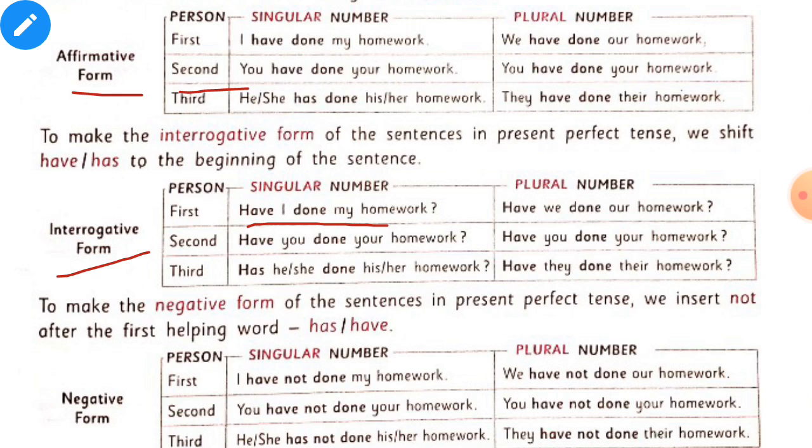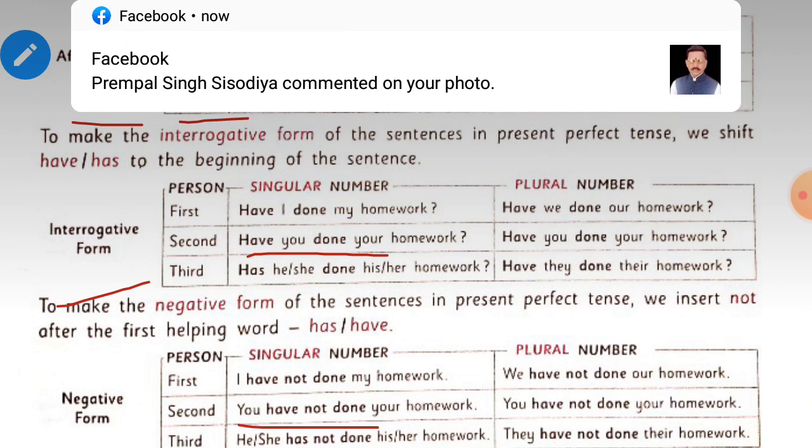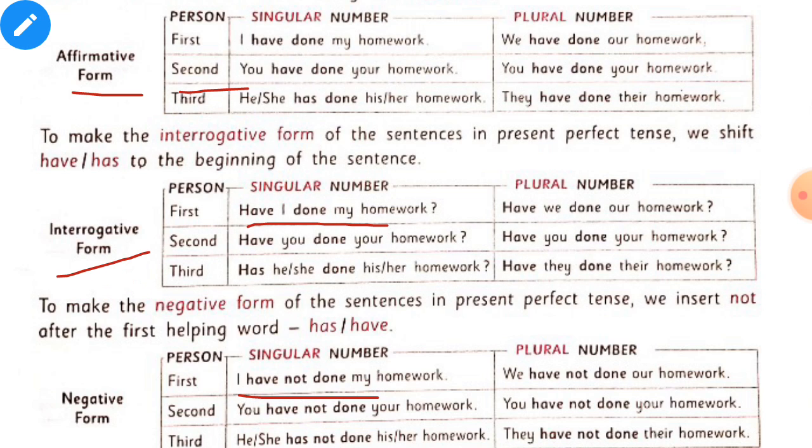Okay, next children, to make the negative form of the sentence in present perfect tense, we insert not after the first helping word has or have. This is the formation of the negative form. With the first person we use I have not done my homework. We insert not between have and the third form.